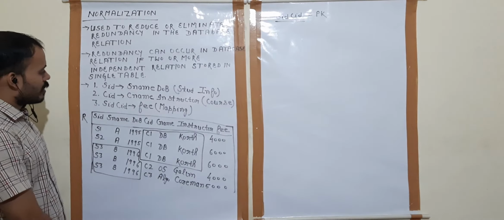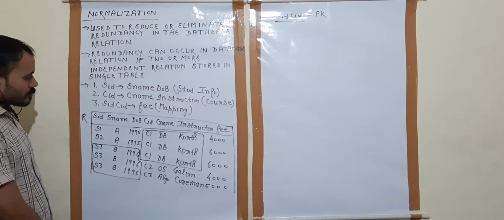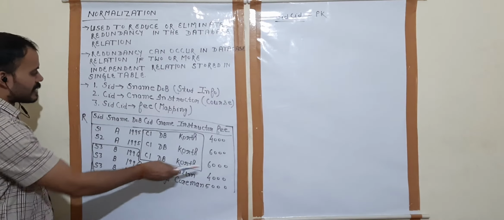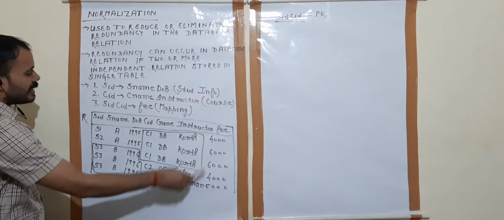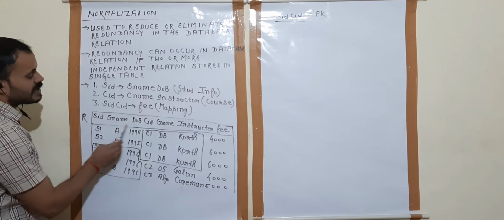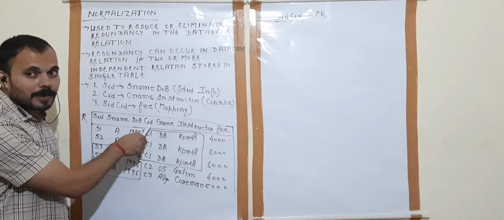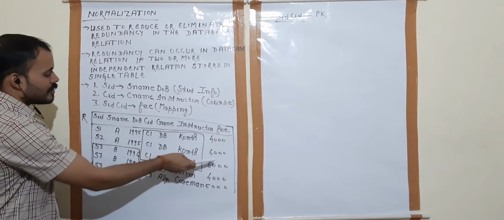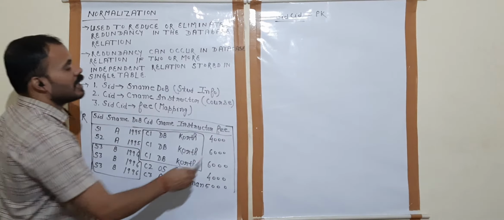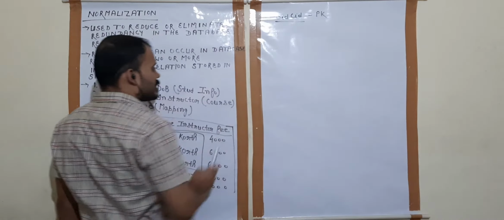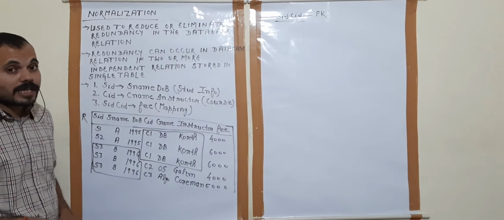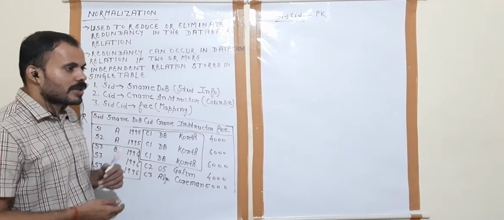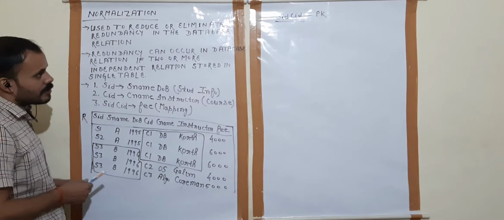Understood? See here, in this table SID and CID together are the primary key. How they are together the primary key, we will see in the coming lecture.